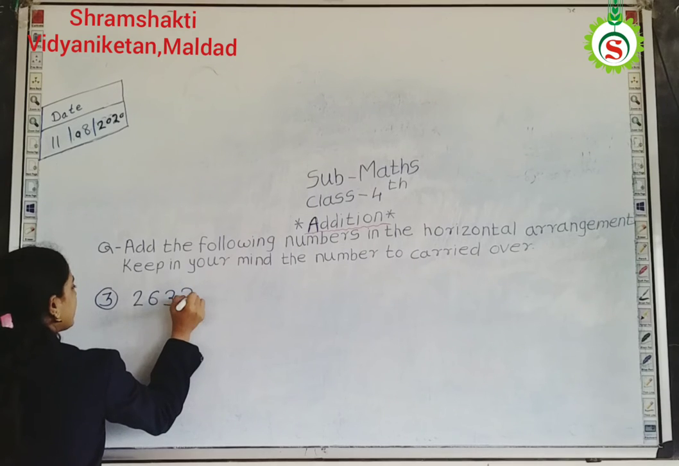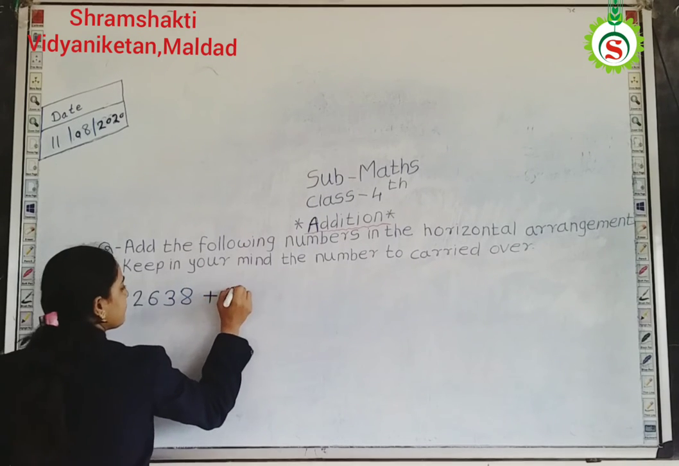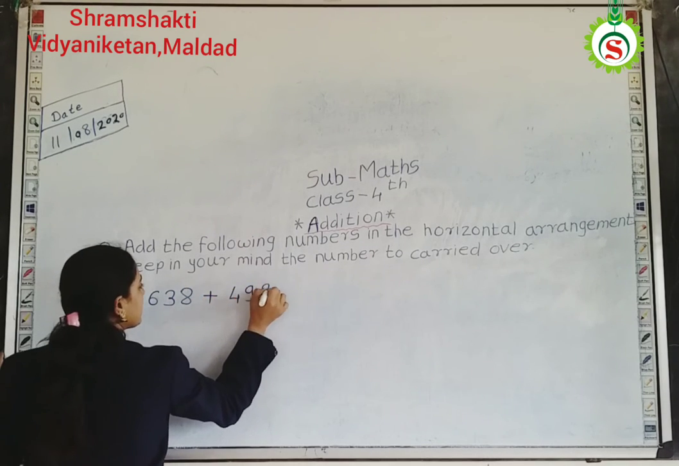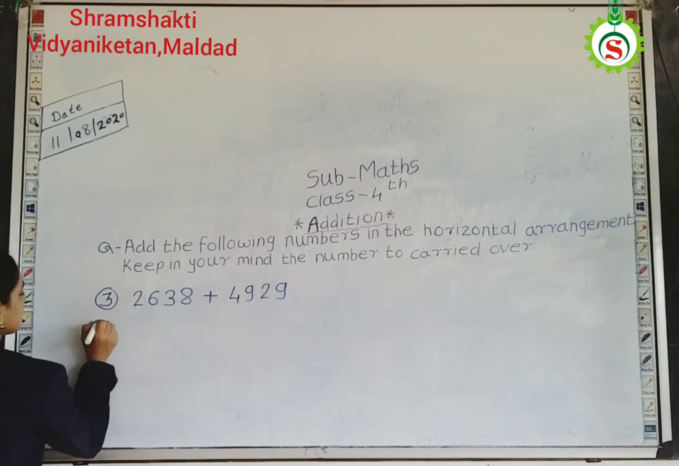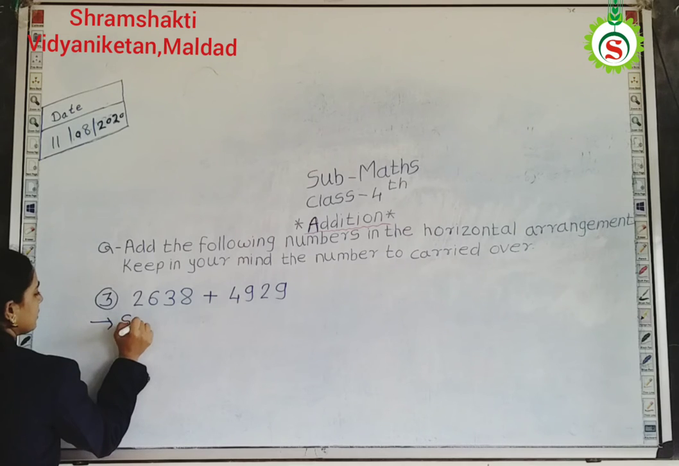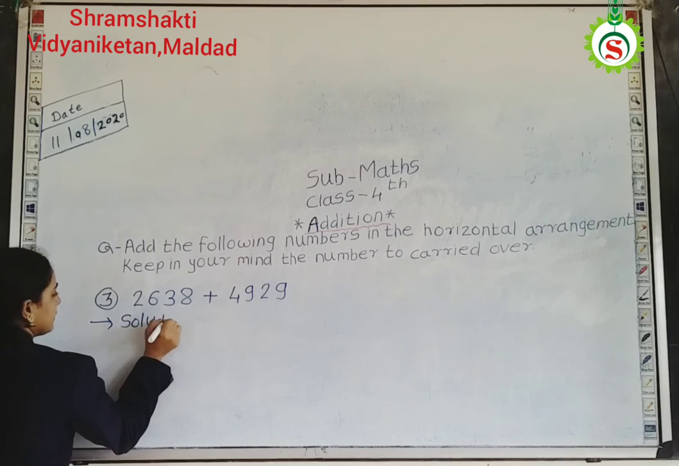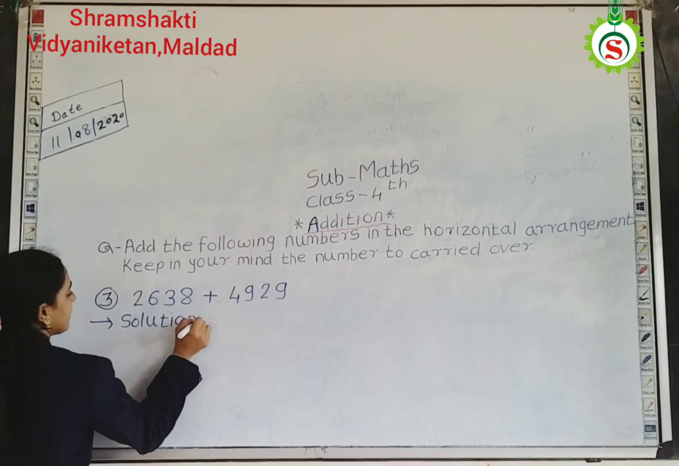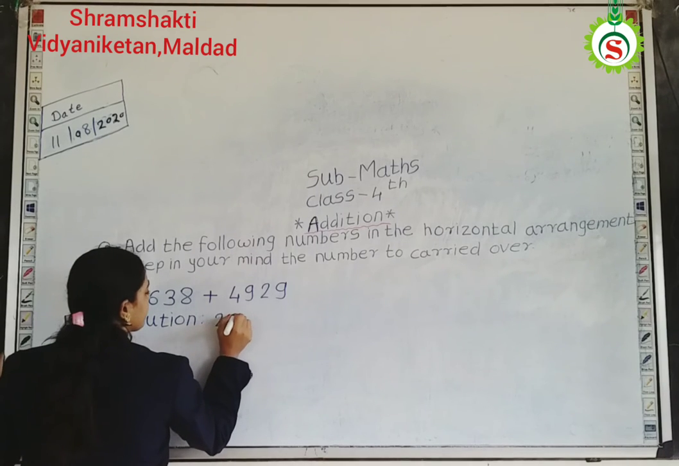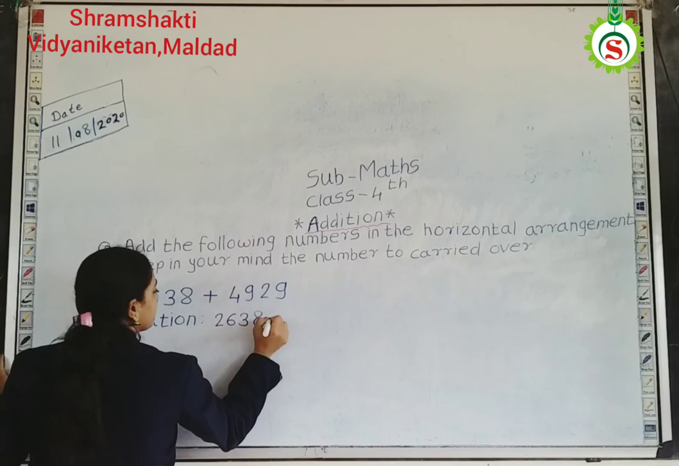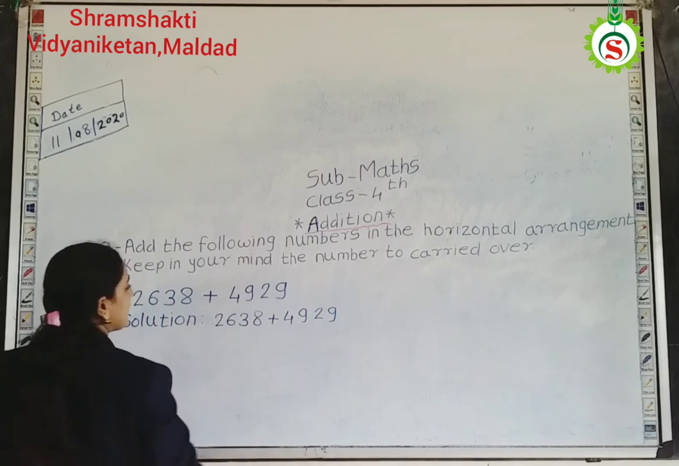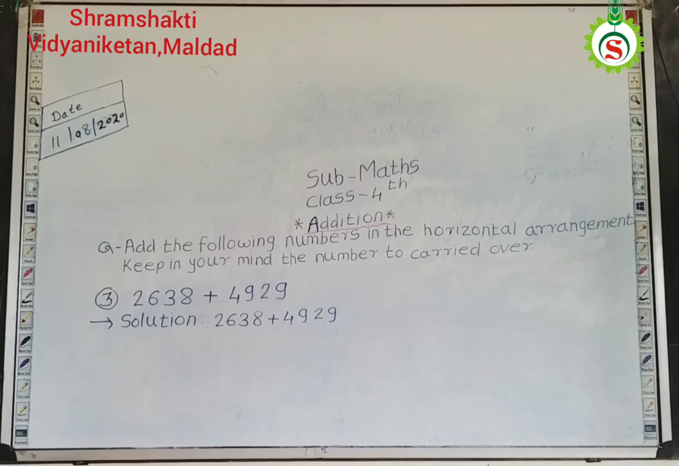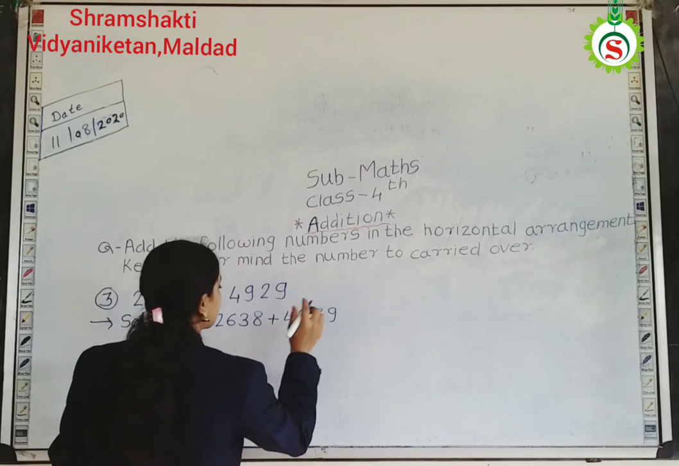2,638 plus 4,929. Again same process. Solution. Then write the given example as it is. After that, make a pair place wise. But first we have to give places here.